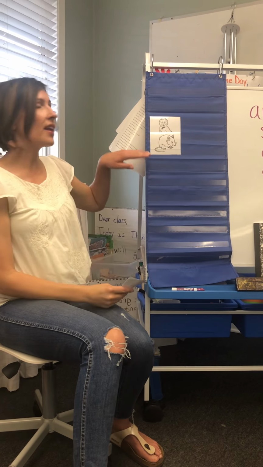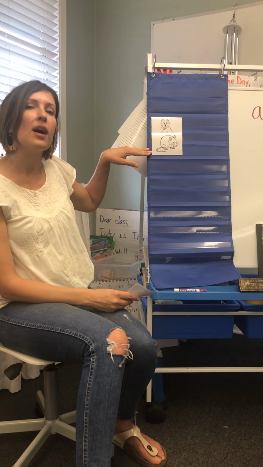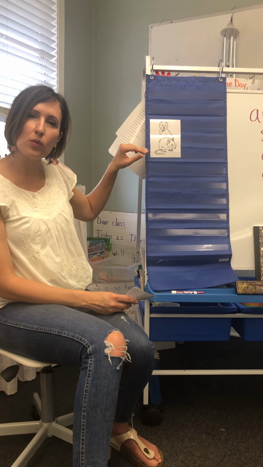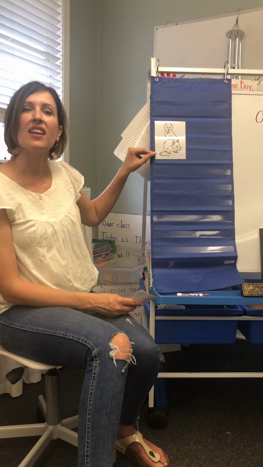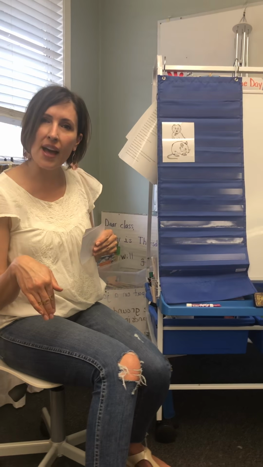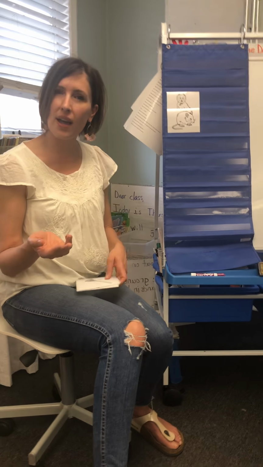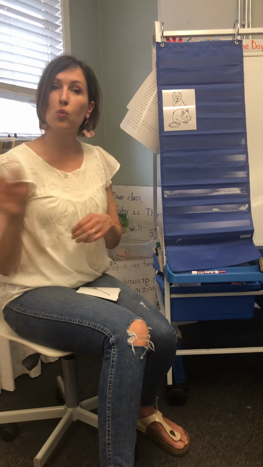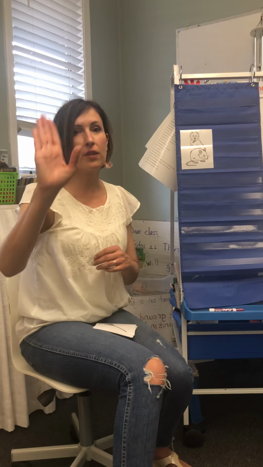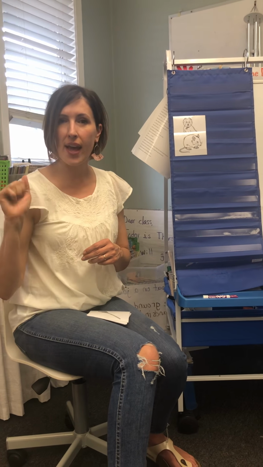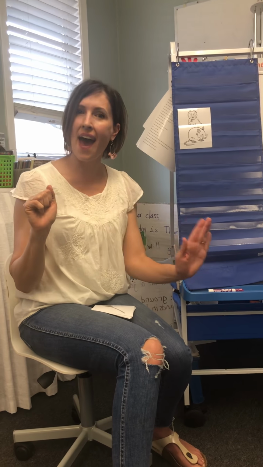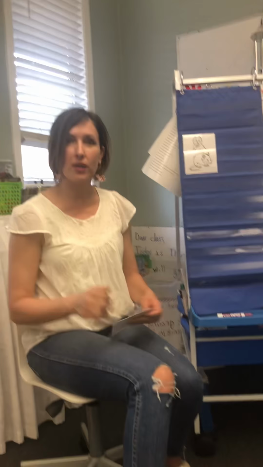Here, we've got a what? A rat. Everyone say rat. Good. Now let's delete that first sound, and what are we left with? At. Right. So if we say rat, and we leave off that first sound, we take it away, we're left with at. Let's do another one.